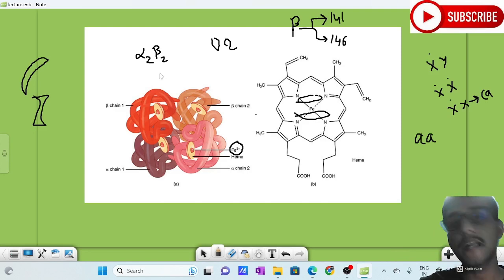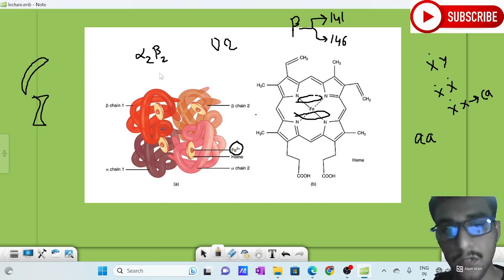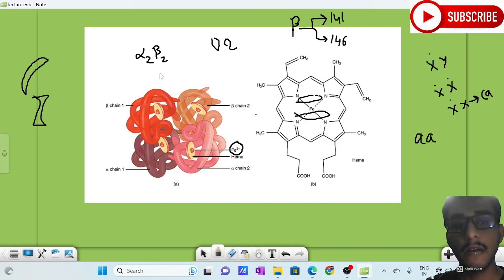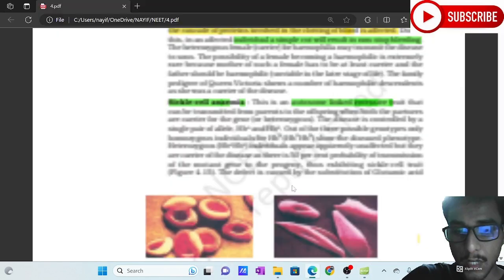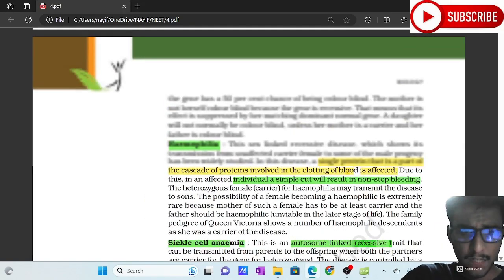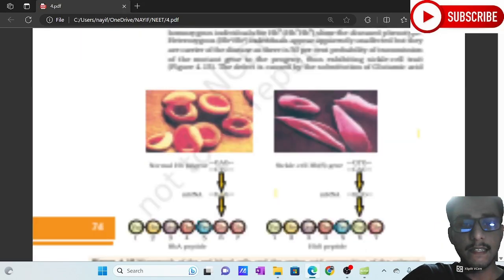So anemic condition occurs, which means low level of RBC, which in turn will contain low level of oxygen, because one hemoglobin can take 4 oxygen molecules. So here hemoglobin is destroyed, RBC is destroyed, so the person will suffer from anemia. This is the condition of sickle cell anemia. Next, the disease is hemophilia, which we have described.